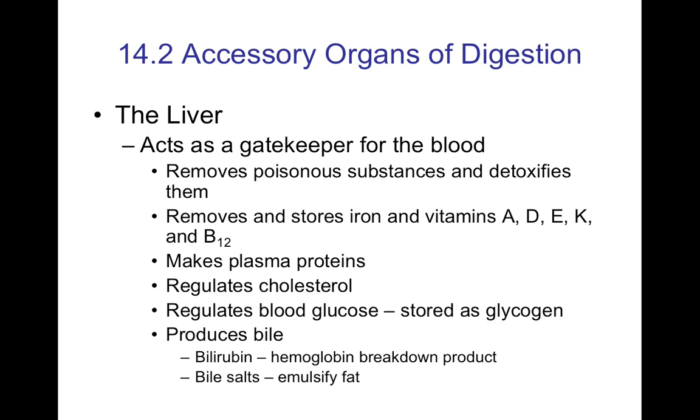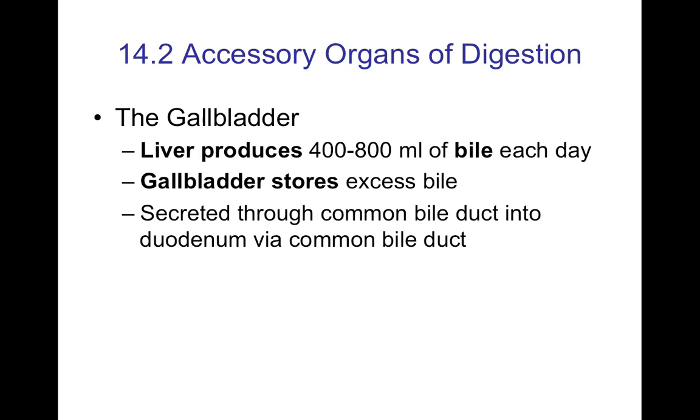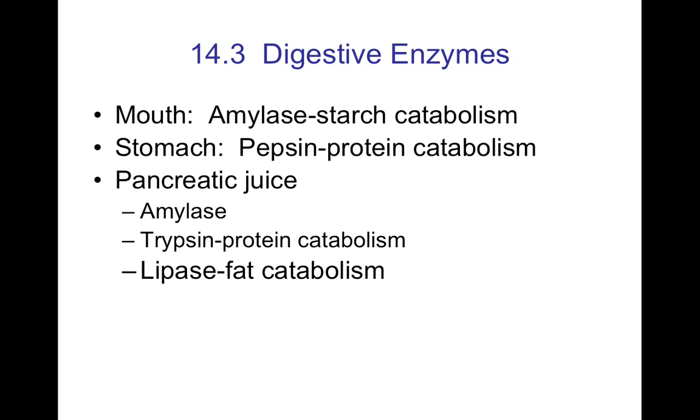Here's another slide that talks about the different functions of the liver. I'm going to have to wrap this presentation up shortly. Liver will produce the bile. Gallbladder will store 400 to 800 milliliters of bile. That's quite a lot. We've got different enzymatic juices that are going to come from different organs. So you'll want to be familiar with the purpose of amylase, pepsin, trypsin, and lipase.